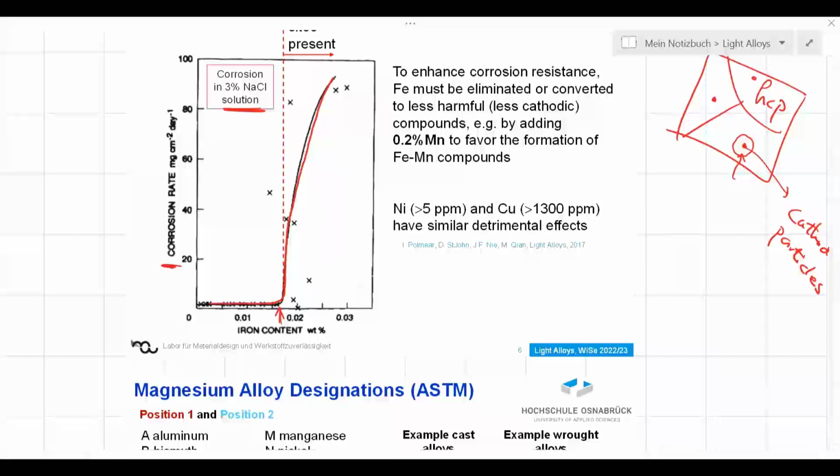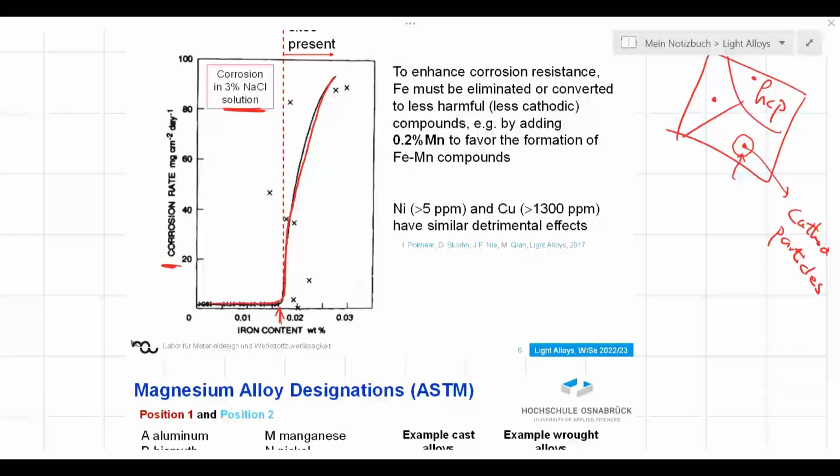Iron is an element which could come, for example, from the die materials. If we are producing magnesium by die casting, the tools which we are using, the dies, are made of steel, and they could introduce some iron to the surface of components made of magnesium, right? Also during handling of magnesium alloys, a lot of tools we are using are made of steel, and we could not exclude the presence of iron.